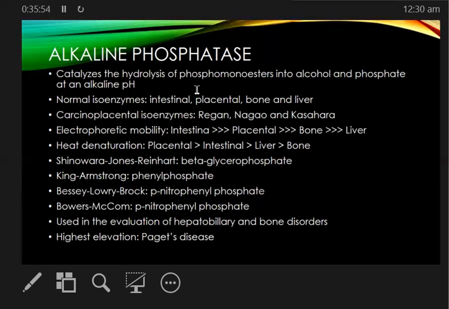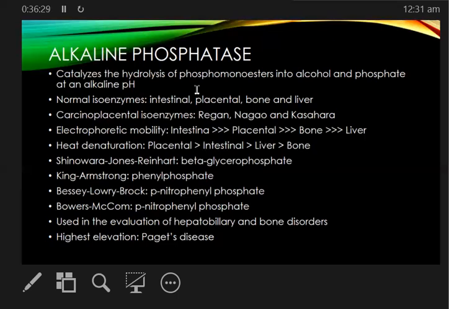And then we also have our carcinoplacental isoenzymes. Regan isoenzyme is associated with lung cancer. Nagao isoenzyme is associated with adenocarcinoma. And then we have your Kasahara isoenzyme, which is associated with gastrointestinal cancer.